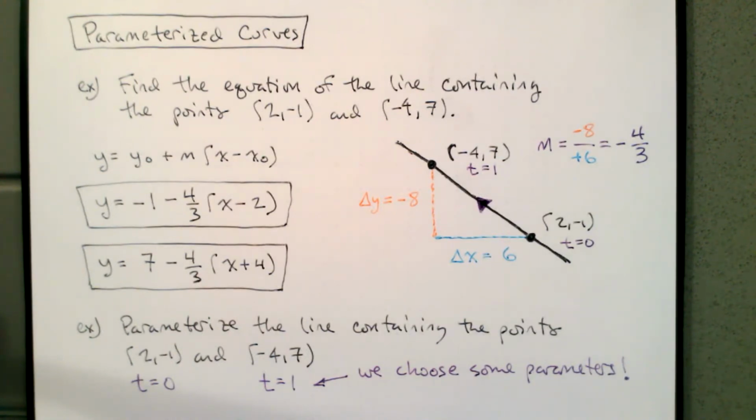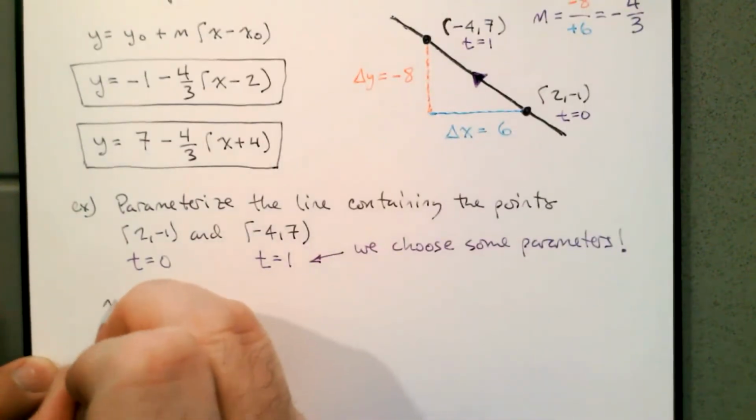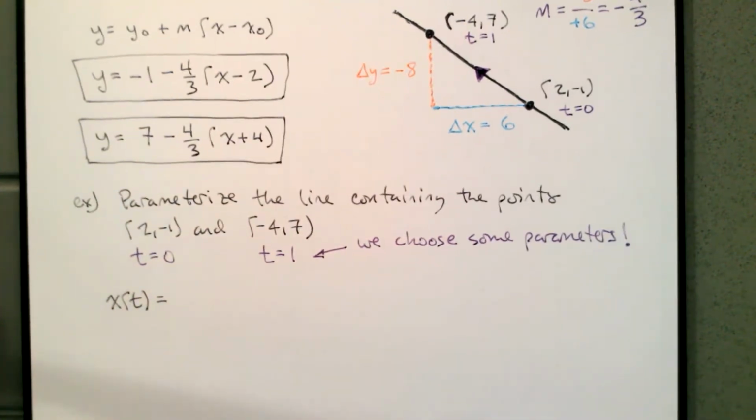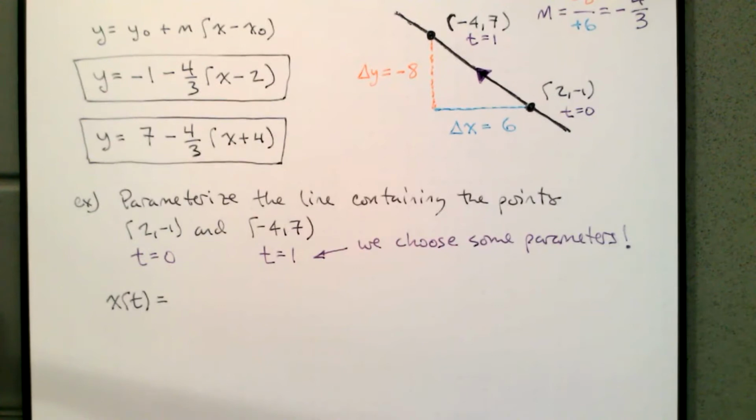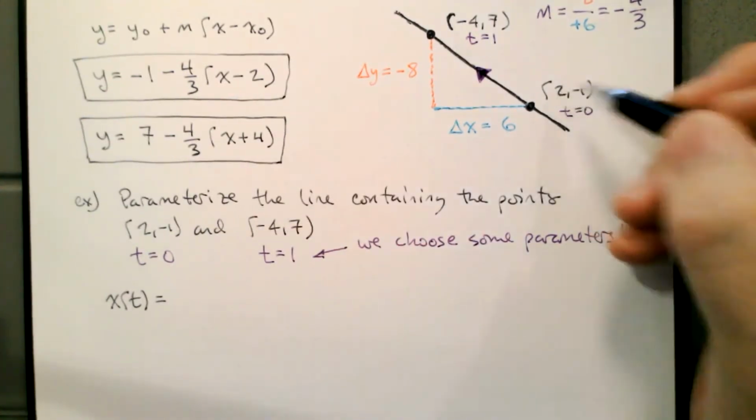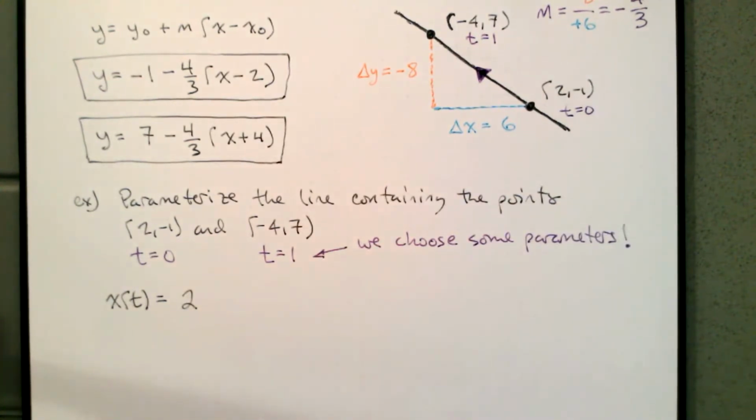Then we just have to describe how x is changing with respect to t and how y is changing with respect to t. So we're going to think linearly. We're going to say x of t. We're going to write down where x starts. So when t is equal to 0, x is equal to 2. That's where x starts.